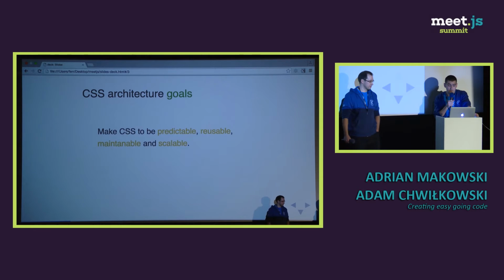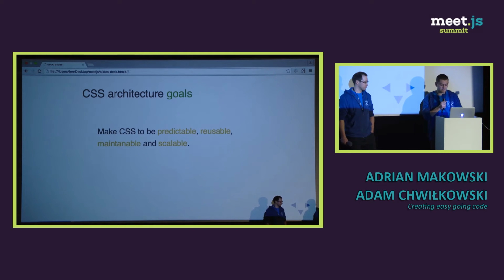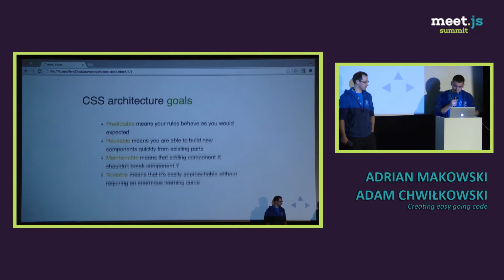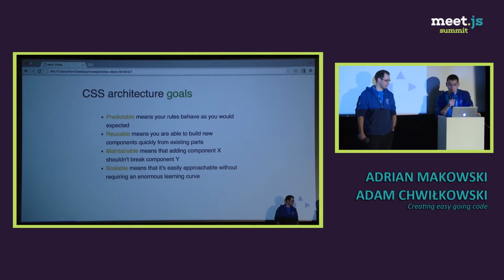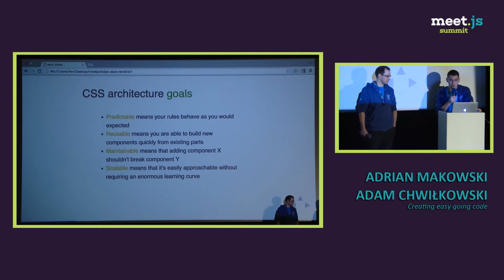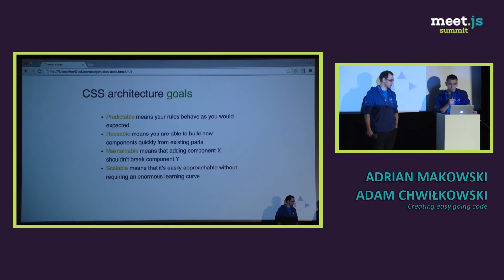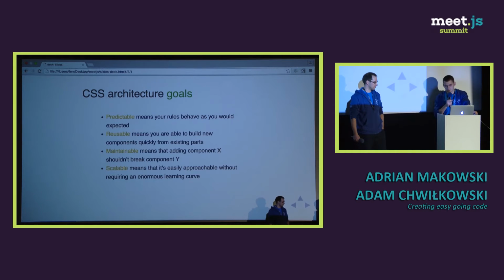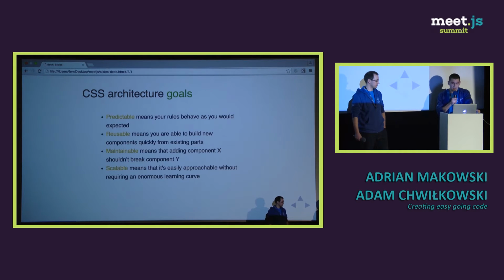The goals of good CSS architecture are definitely predictable, reusable, maintainable, and scalable. But what does it mean? Predictable means your rules behave as you would expect. Reusable means you are able to build new components quickly from existing parts. Maintainable means that adding component A should not break component B. And scalable means that it's easily approachable without requiring an enormous learning curve.